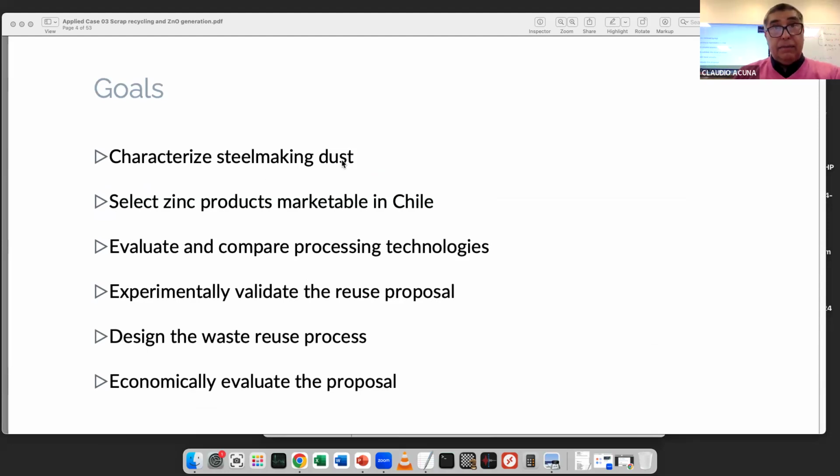Characterize the element. Then marketable products with zinc. What can it be converted to? We need to have a study of the market: zinc sulfate, zinc oxide, zinc element. And we haven't spoken anything about the process. We have this material and we have these options.